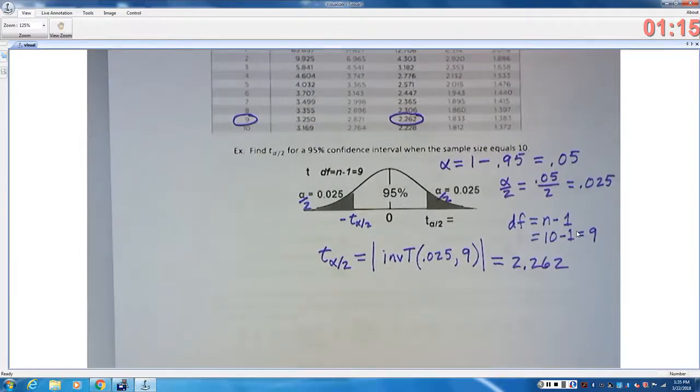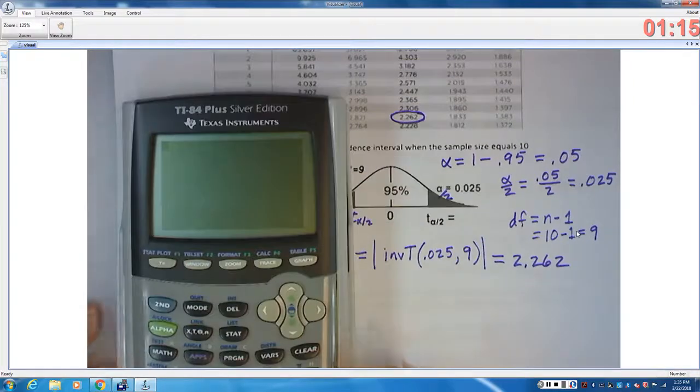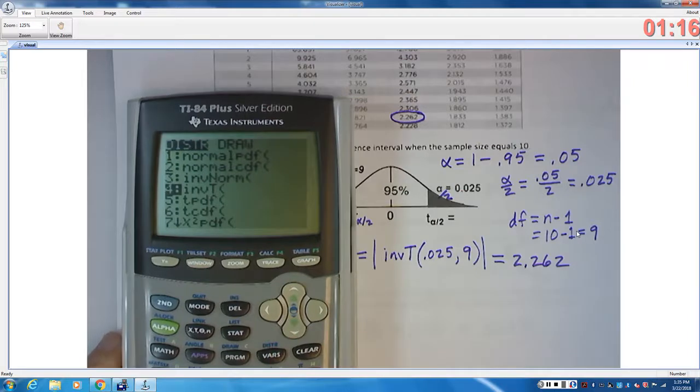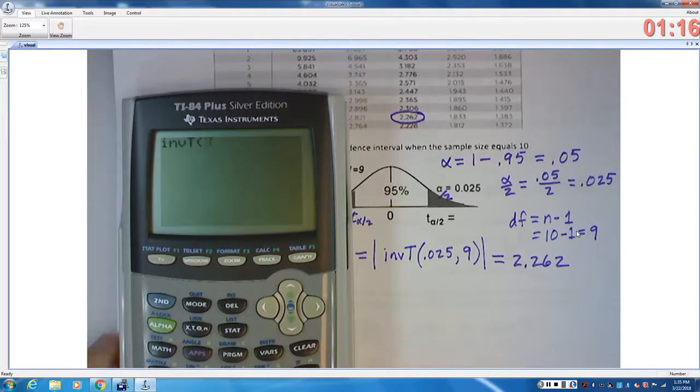Now I can see if my calculator actually has that on it. Or you could have put in 0.95 plus 0.025 for the area. So this calculator here, I think, second distributions, it has an inverse t. If I choose that, not all your calculators have this, 0.025, comma, 9, and I get negative. I have to take the absolute value and make that positive, and I get the same answer.